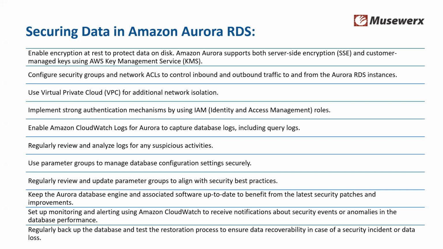So we need to monitor and alert using Amazon CloudWatch to receive notifications about security events or anomalies in the database performance. If there are any gateway errors, timeout errors, or execution errors that the serverless database is generating, these are logged in CloudWatch. So it is essential that we keep monitoring the CloudWatch logs. And we need to regularly back up the database and test the restoration process to ensure data recoverability in case of security incidents or data loss.